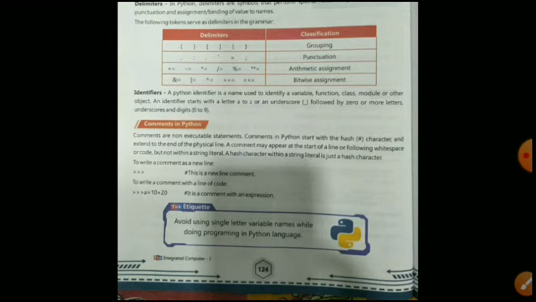To write a comment as a new line, firstly you have to give three times greater than, then hash, and this is a new line comment. To write a comment with a line of code, you give three times greater than, a = 10 + 20, then you assign a hash symbol and write the comment. It is a comment with an expression.